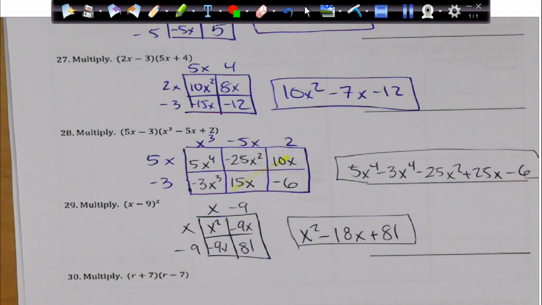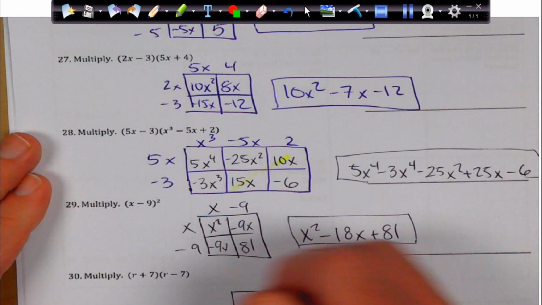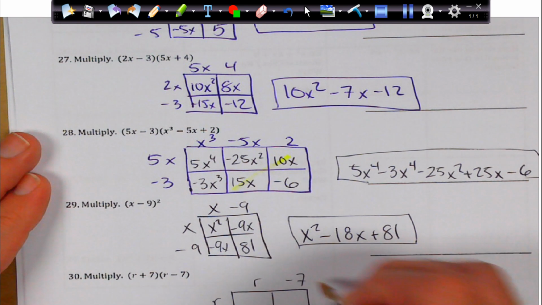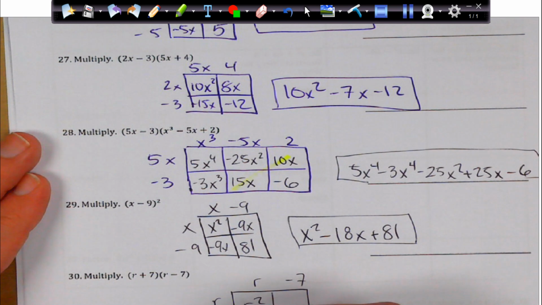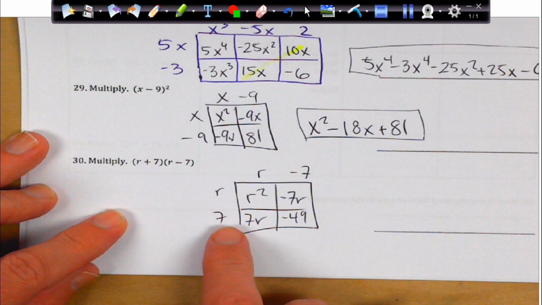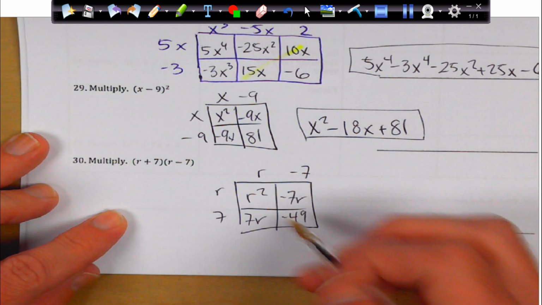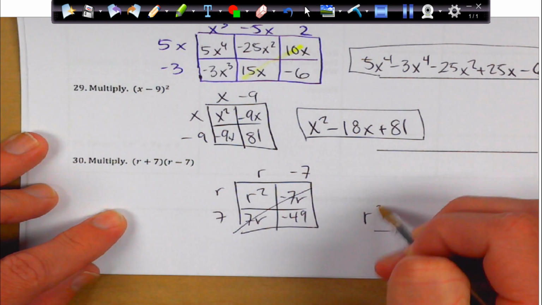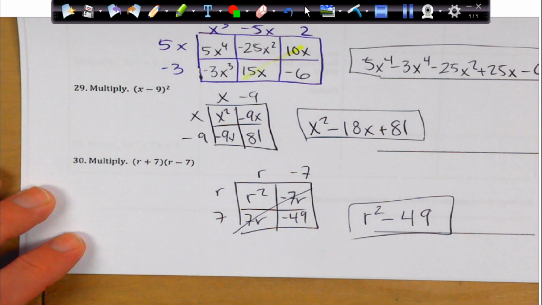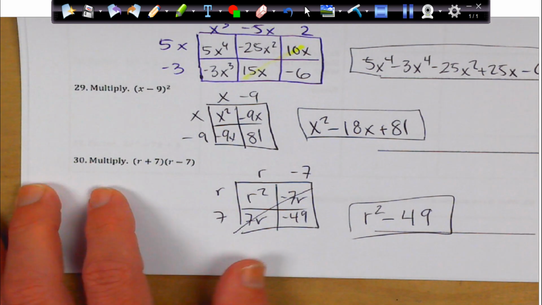Alrighty then. And then we have r plus 7, r minus 7. That's going to be r squared, 7r, negative 7r, and negative 49. Now the cool thing is this is going to actually cancel out right here. I'm going to have 7r and negative 7r, so those actually are going to cancel out completely, so I'm just left with r squared minus 49, and we call that a difference of perfect squares, because r squared and 49 are perfect squares.